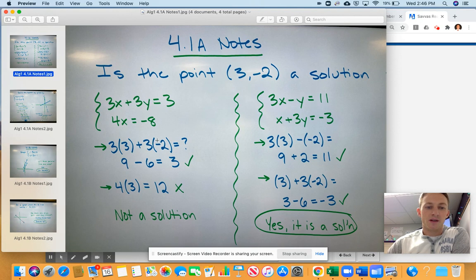We have a true right here and a false right here, so this is not a solution. So it has to satisfy both equations. It has to work for both equations.